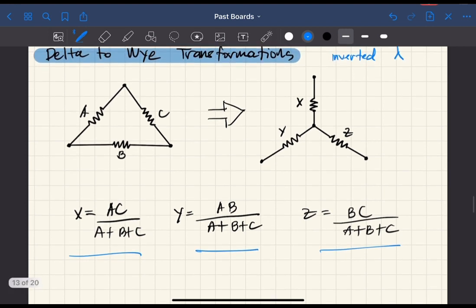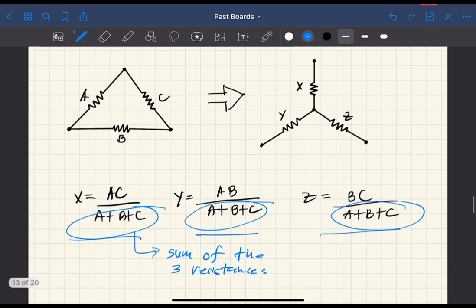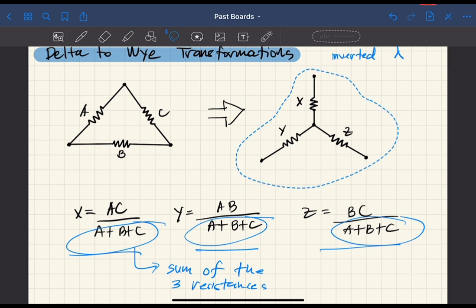And for us to remember this correctly or easily, notice that the denominators are the same. And these are just the sum of the three resistances in delta. Now for its numerator, let's use geometric terms.